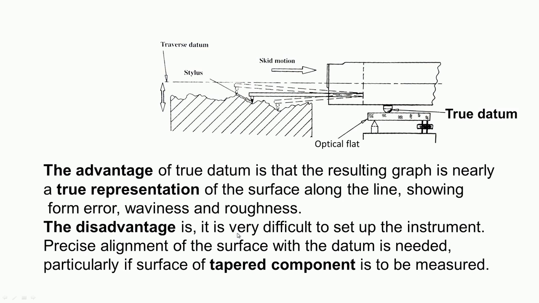The disadvantage of this system is that it is very difficult to set up the instrument. You can see here, the true datum height should be properly adjusted so that it is almost parallel and in line with the surface in question. So, very precise alignment of the surface is required, particularly if the surface of a tapered component is to be measured.